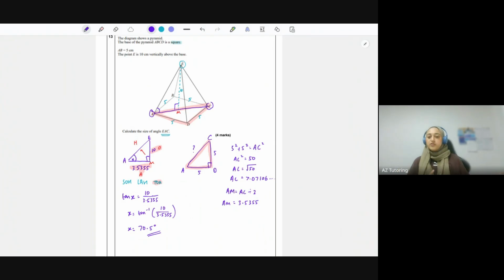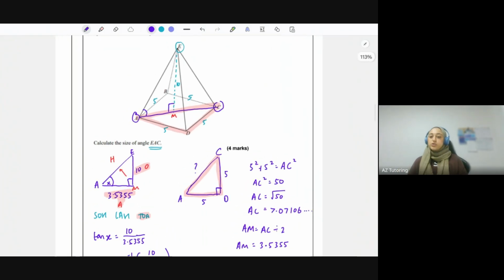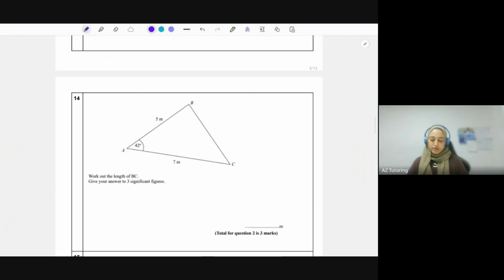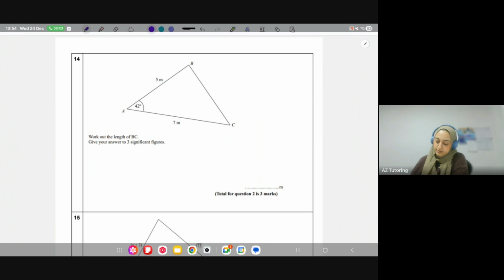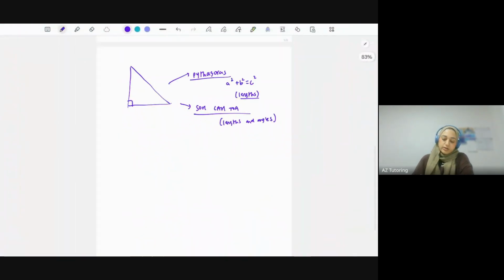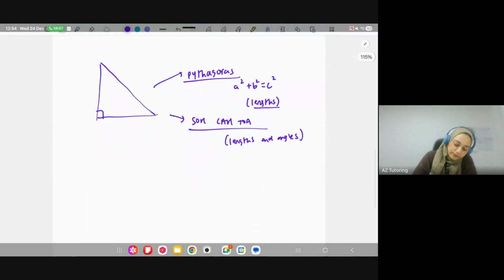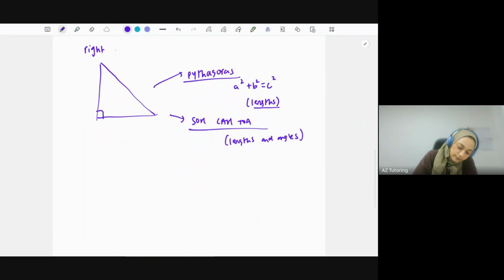So Pythagoras and SOHCAHTOA, most likely they will ask you in this format, not in the straightforward format like they do for foundation kids. Okay, so we've dealt with right angle triangles. What about non-right angle triangles? So with right angle triangles, I'll just write this here. Right angled triangle. You use Pythagoras and SOHCAHTOA.